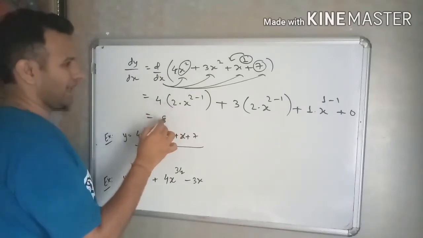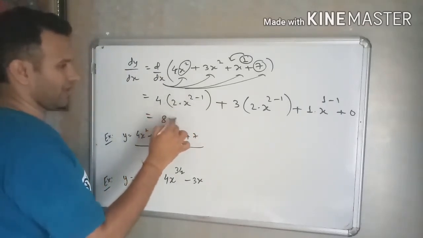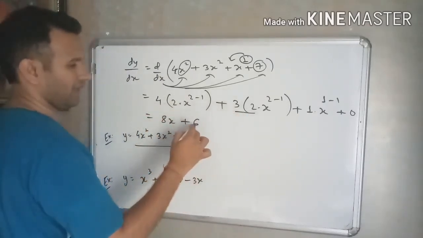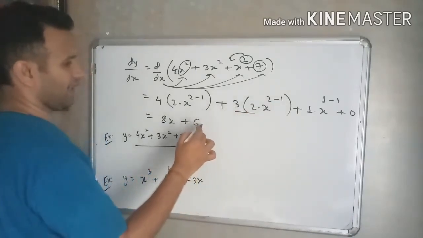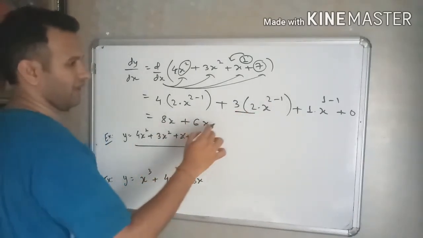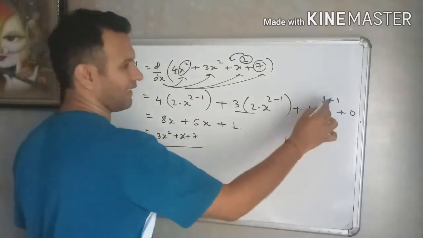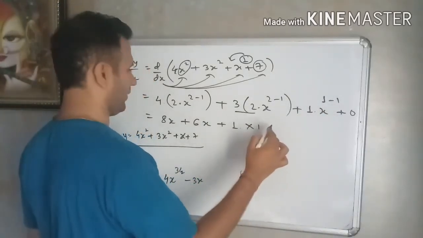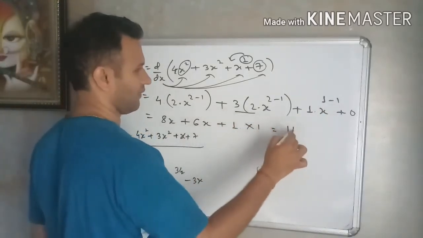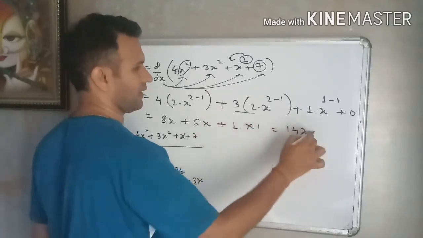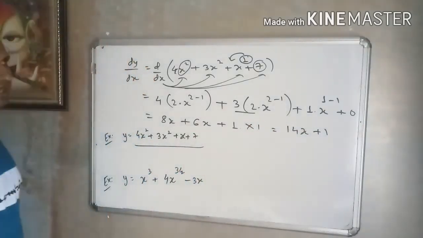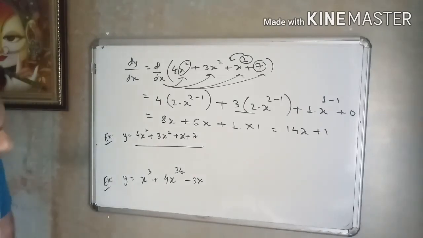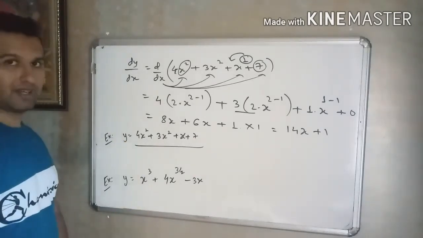The answer is 4 into 8x, okay, plus 3 into 6, and this is again x, okay. This is 1 into x raised to 0, which is 1. So basically we get 8 plus 6, that's 14x plus 1. That's the answer for this. Okay. I hope you will understand. Okay, let us take the last example. You can note it down if you want.